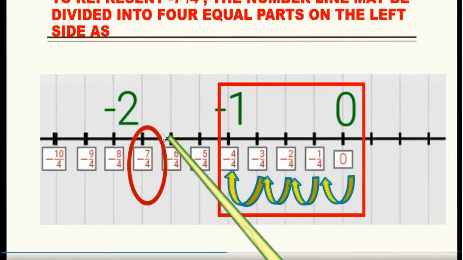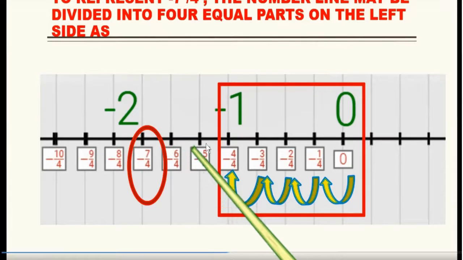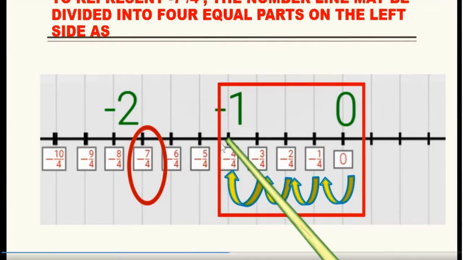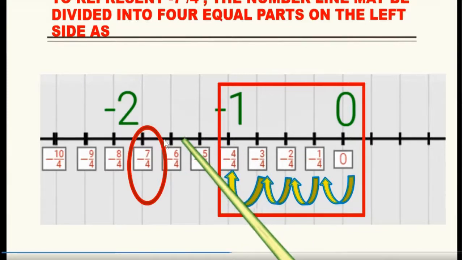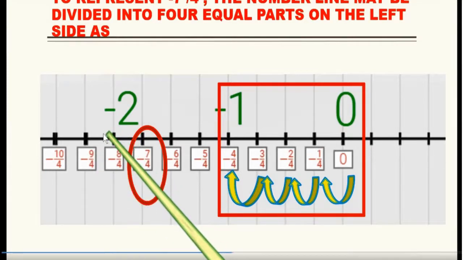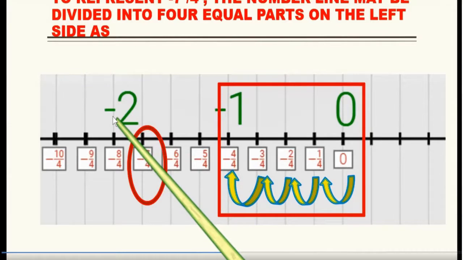Now we already reached minus 4 by 4. We will extend the number line. After minus 4 by 4, we will write minus 5 by 4 and then minus 6 by 4, then minus 7 by 4 and finally minus 8 by 4. What is minus 8 by 4? It is the integer minus 2.